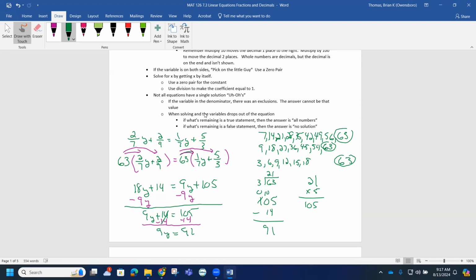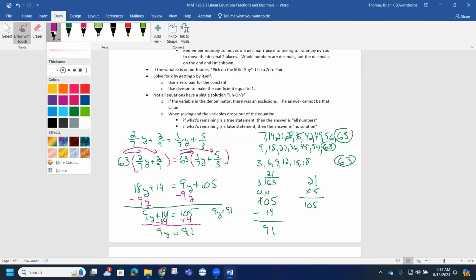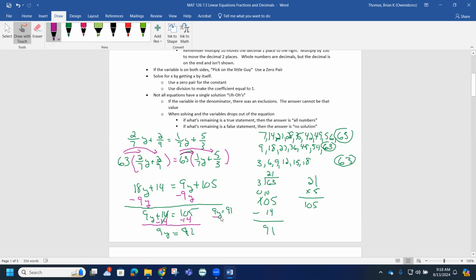So then to solve this problem, we have to divide both sides by 9. So I'm going to come over here and write 9y equals this 91. Notice how we want to use division to make the coefficient equal to 1. So if we divide, the coefficient turns into a 1. So now we have 91 divided by 9. And that's where we may want to use a calculator. I don't have mine available at this point, so I'm going to choose long division.